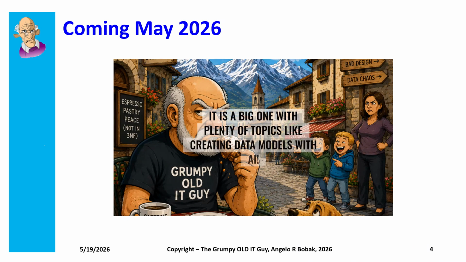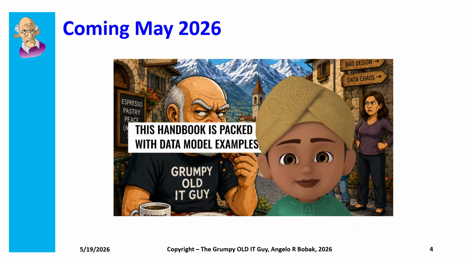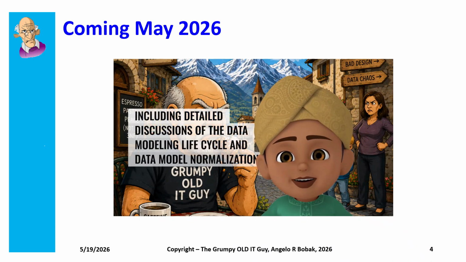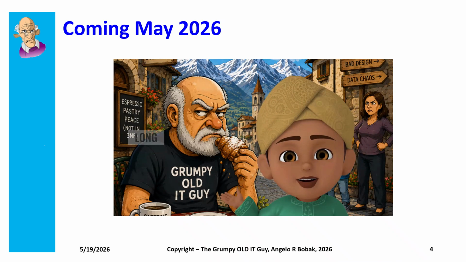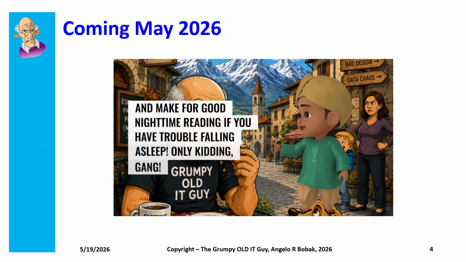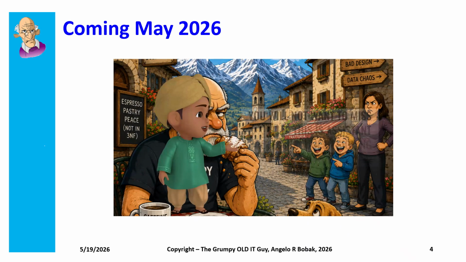It is a big one with plenty of topics like creating data models with AI. This handbook is packed with data model examples, including detailed discussions of the data modeling life cycle and data model normalization. It will be over 400 pages long and make for good nighttime reading if you have trouble falling asleep. Only kidding, gang. You will not want to miss it.